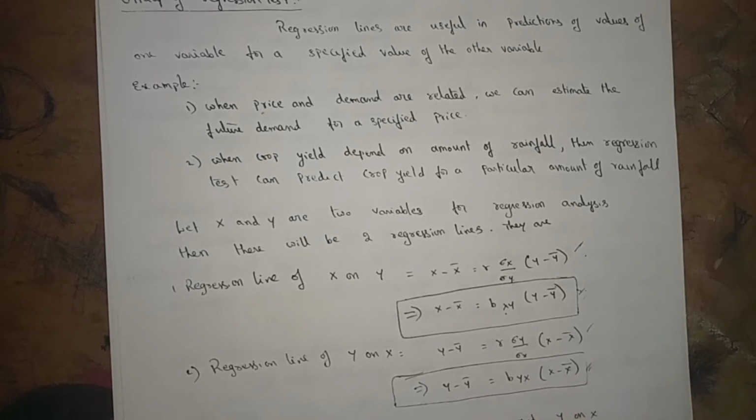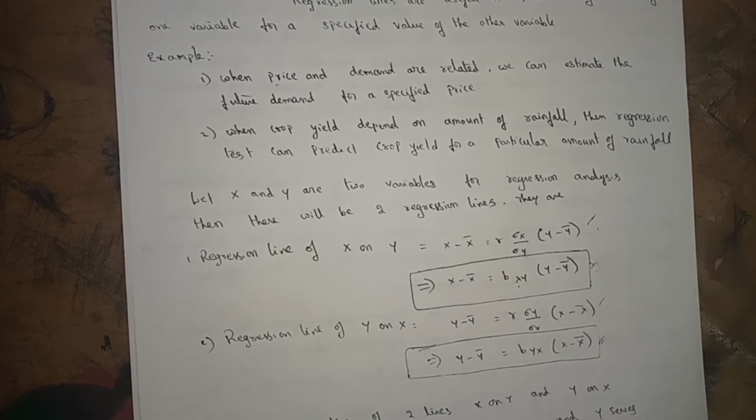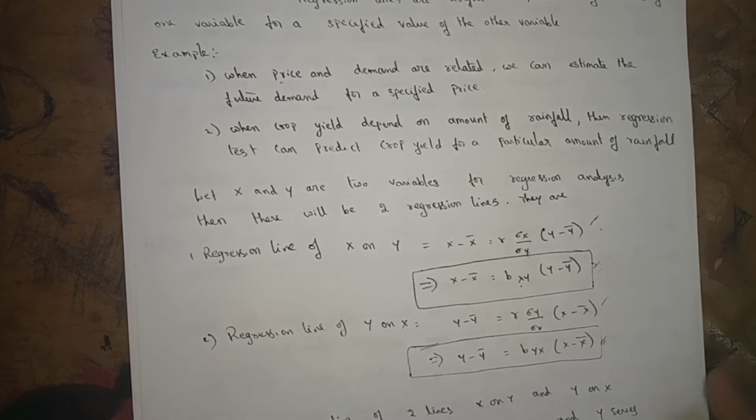This is another formula. The intersection of the two lines, x on y and y on x, gives the mean values of the x series and y series, that is x bar and y bar. While doing the problems we can use this one.